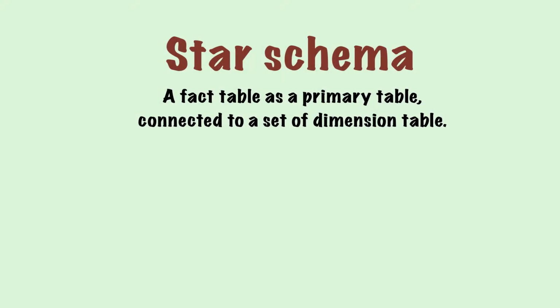Alright, let's talk about three schemas. The first one is star schema. It's the most basic type. In star schema, there's a fact table, which is a primary table. It's located in the center of the database. And there are multiple dimension tables around the fact table and connect to it.